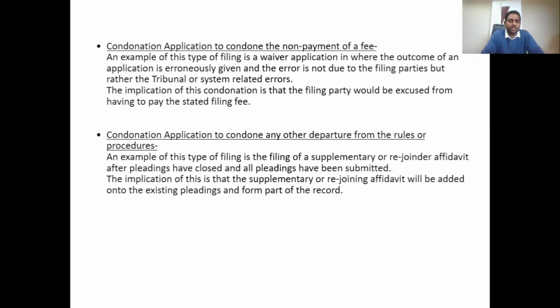This slide captures the last 2 types of condonations that can be filed. The very, very vague one in the sense that it deals with departure from rules of procedure, and a specific one dealing with non-payment of a fee. The tribunal in some of its applications has a prescribed fee. However, a condonation application can be made to waive that fee. So you'd see a waiver application, that would basically be in the form of a waiver. So you'd request a waiver in your condonation application, and that could result, if granted, in the fee being waived when you're actually filing the application with the tribunal.